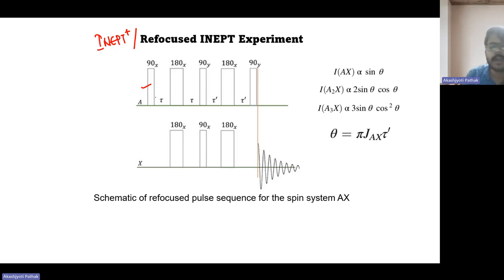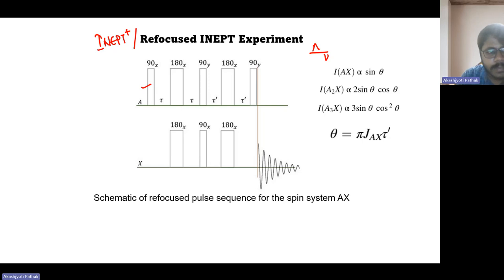Why is this done? This helps to refocus the positive and negative components. After your INEPT experiment that you have carried out, you will apply a 90-degree pulse after the last one. This helps to refocus the positive and negative components that you were getting. One was up, one was down, so that you will get to recover them after the application of this 90-degree pulse.